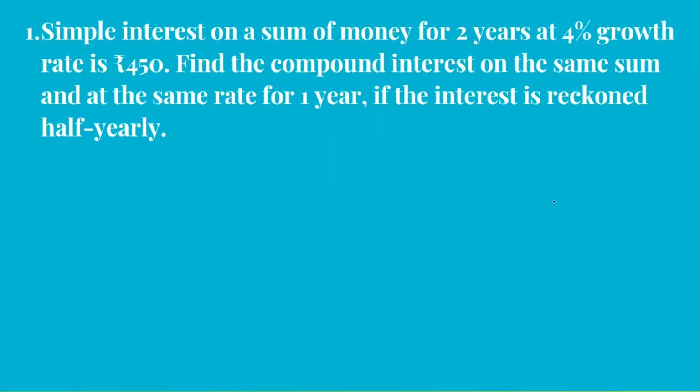After reading the question carefully, it is important to note down the things given. You are given the simple interest on a sum of money, so the principal is not known. For 2 years, so n is equal to 2 years, at 4% growth, so the rate is 4%. And simple interest is given as rupees 450.